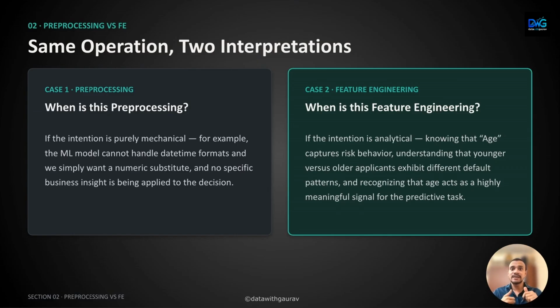So remember the key idea. The code may be identical, but the purpose behind the transformation determines whether it is preprocessing or feature engineering. So that's one of the most important distinctions to understand before moving forward.